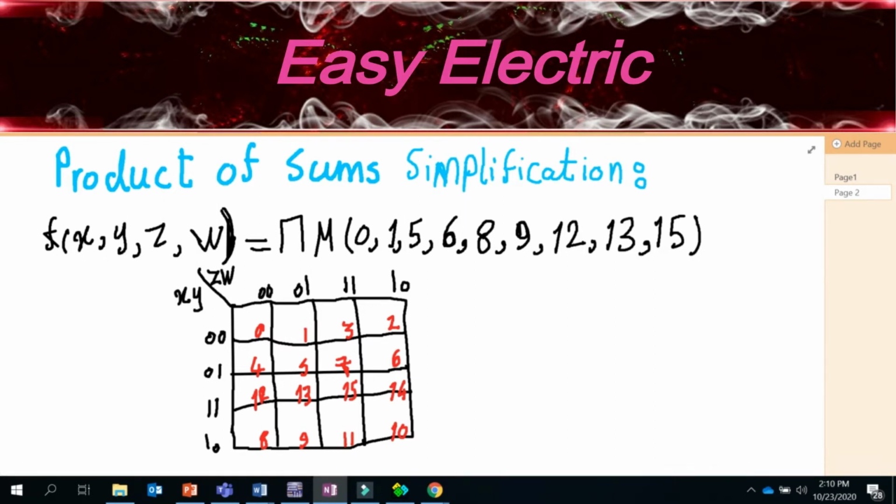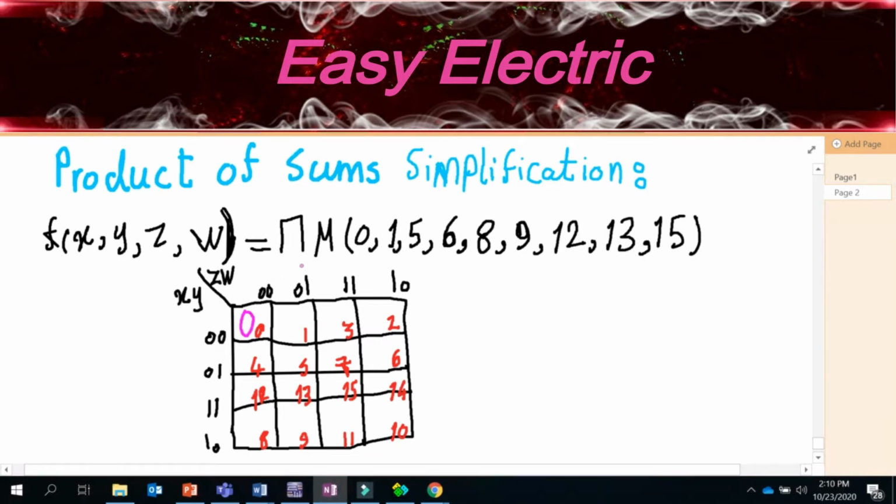So take a look at your function form. You have pi maxterm 0. So you come here and put 0, not 1. Remember, whenever the function was in the form of the sigma minterm, we put 1 here.